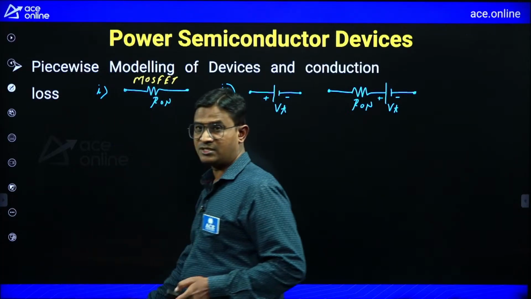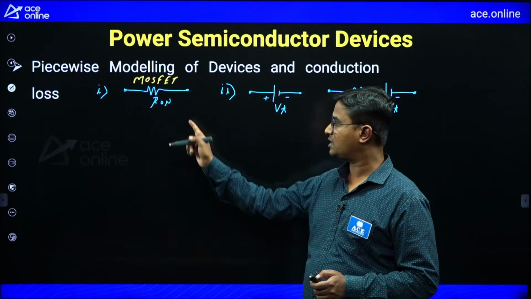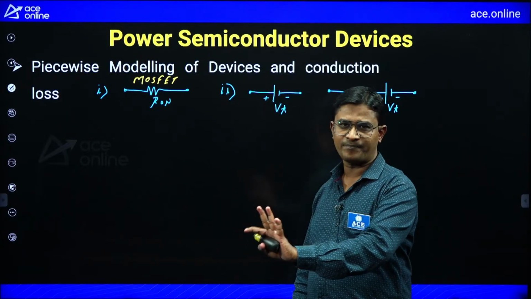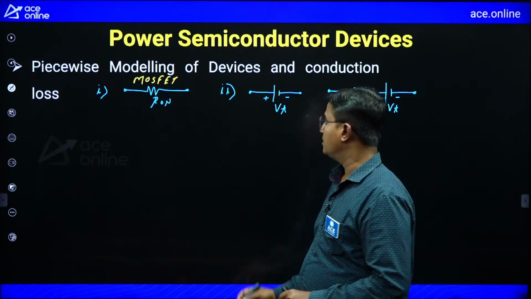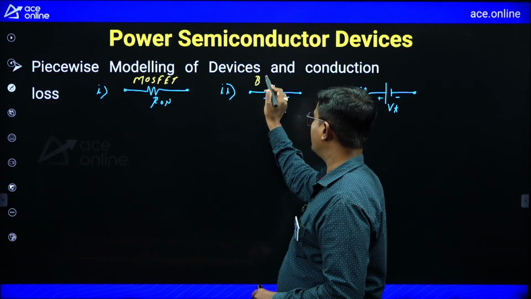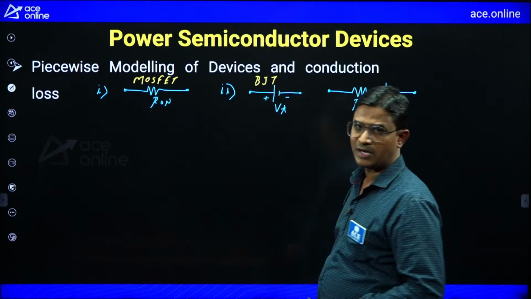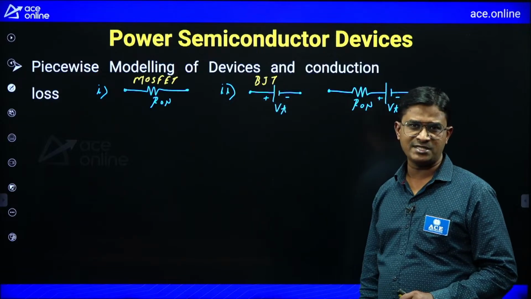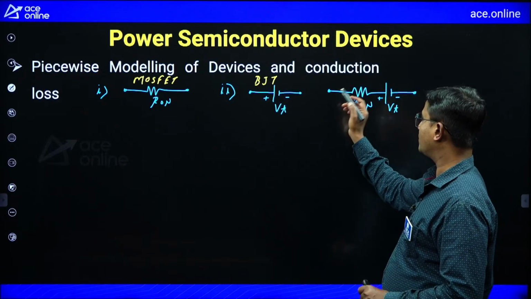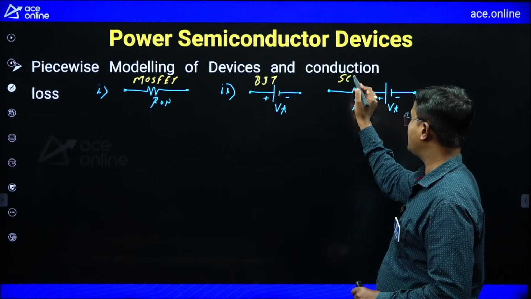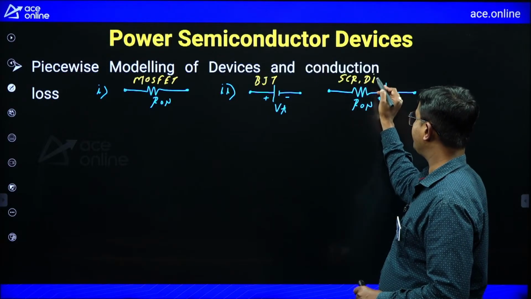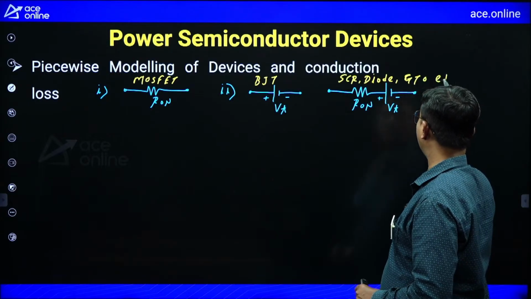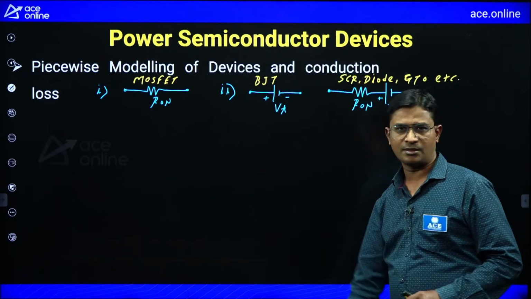In some of the examinations, they have asked this question: during on state the MOSFET is equivalent to a resistor, inductor, capacitor, etc. So your answer should be the resistor. Power BJT during on state is represented as a constant voltage drop. And all other switches except MOSFET and BJT come under the third model. So all other switches like SCR, diode, GTO, etc. all come under the third model, right?